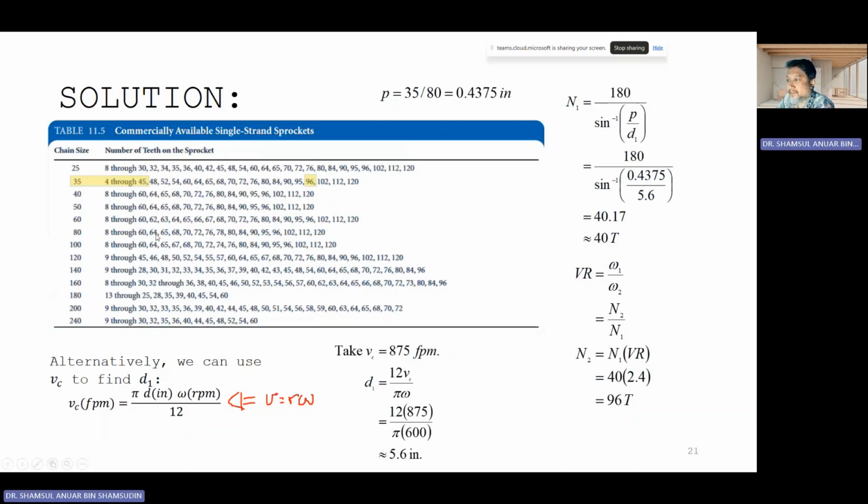You can try to follow this information and this solution and see in the end we can calculate the VC, chain velocity. Then we can have diameters that can be suggested from this information. Diameter should be around 5.6. Okay, 5.6.